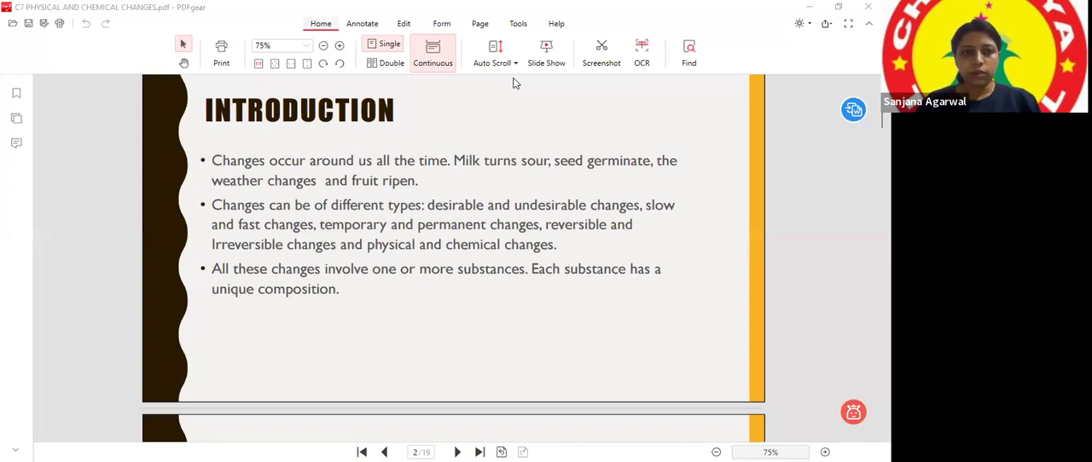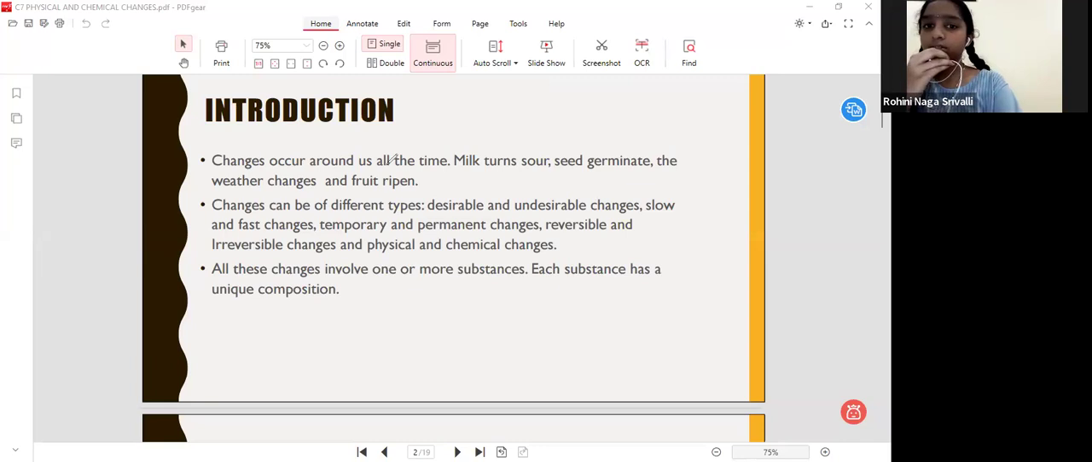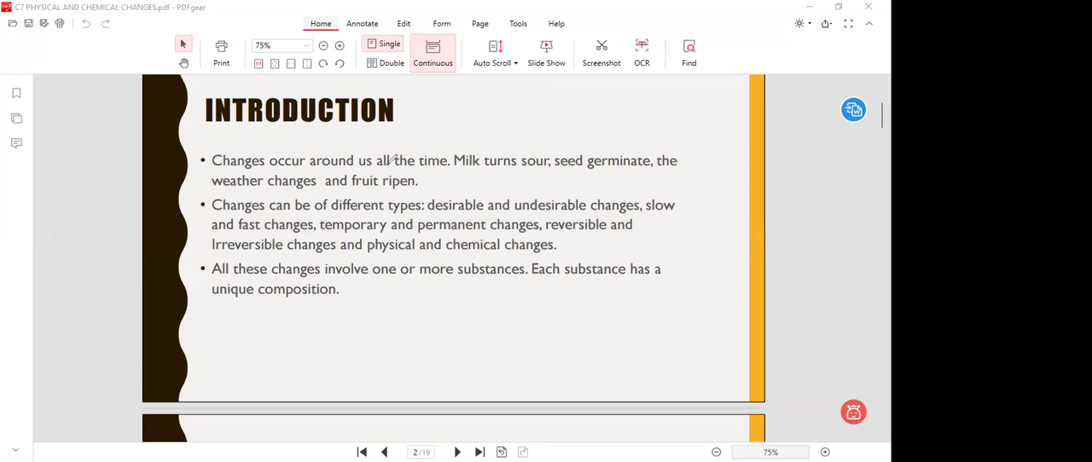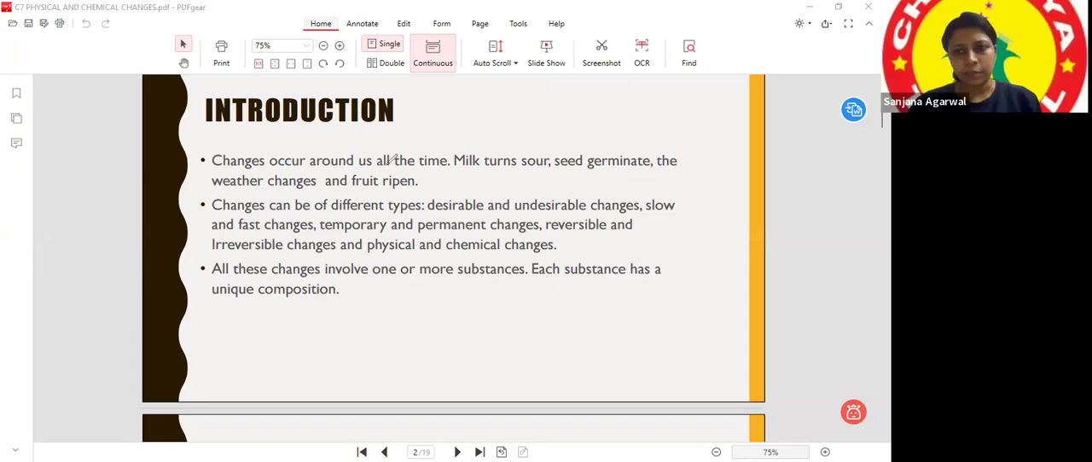If we talk about the word change, changes occur around us all the time. Let's talk about the changes which keep on occurring in life. So please tell me one by one a change which keeps on occurring in nature. Ma'am, the weather. Weather, very good. Related to weather, I can say climate also keeps changing. Water cycle.